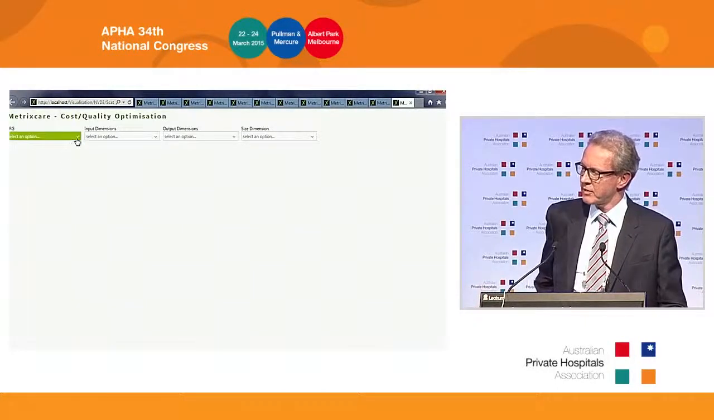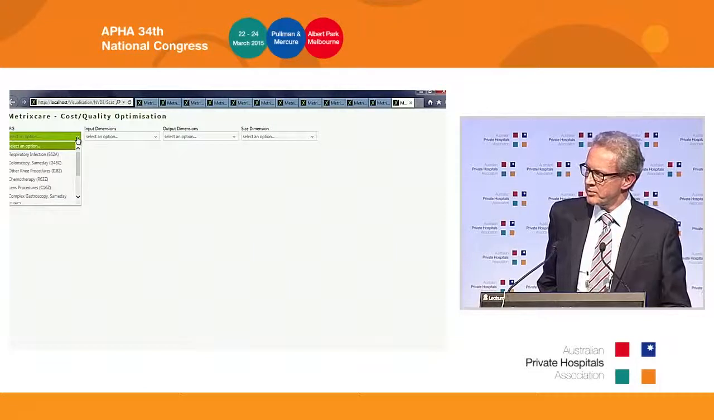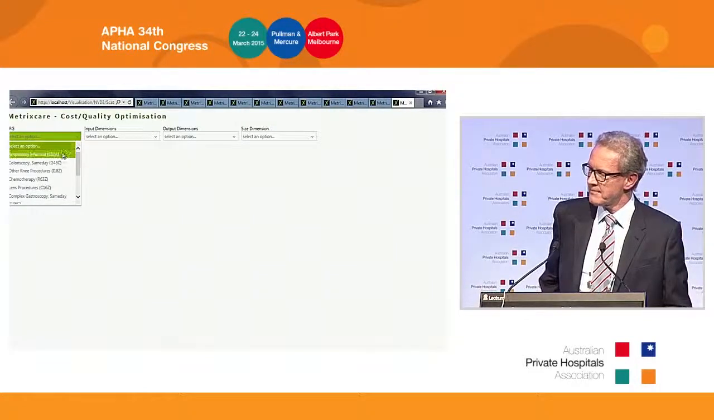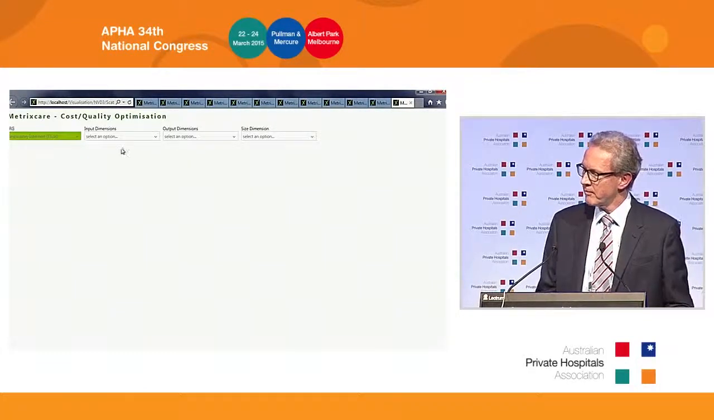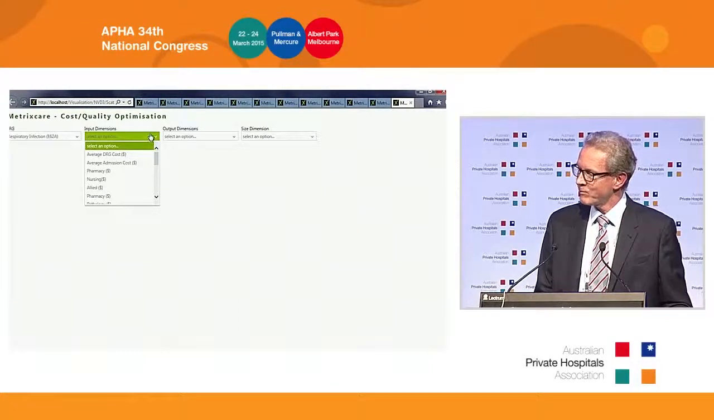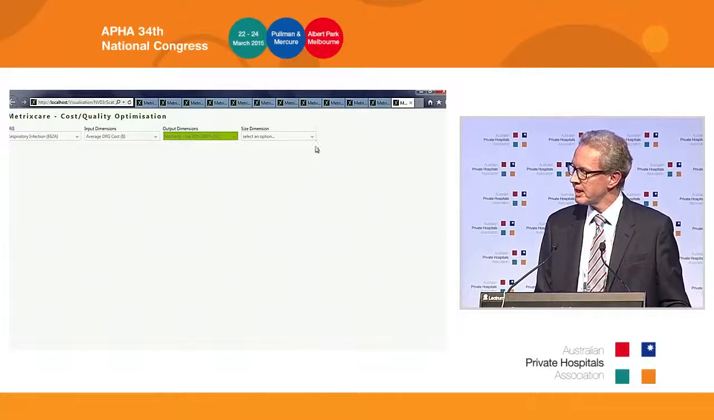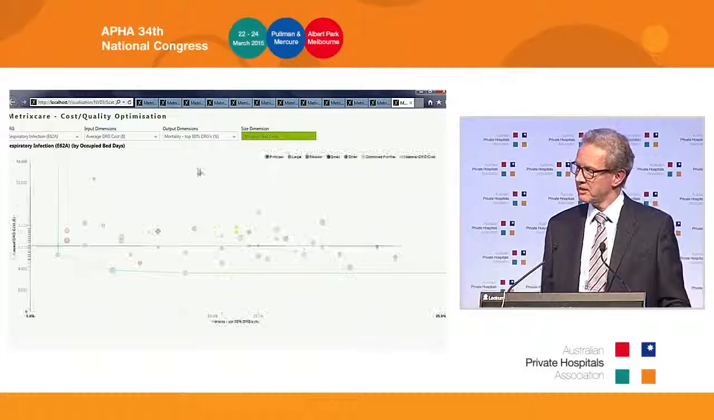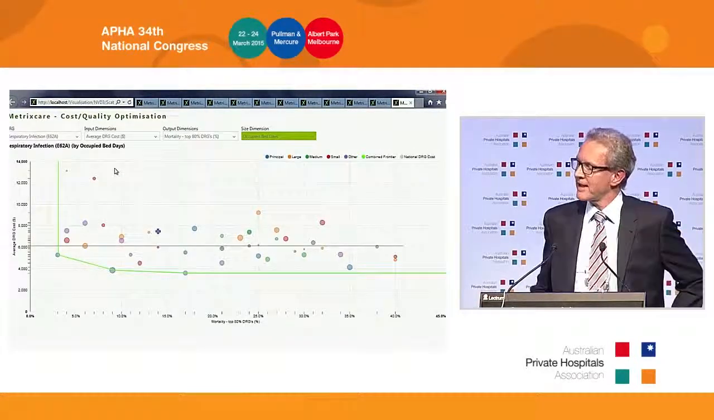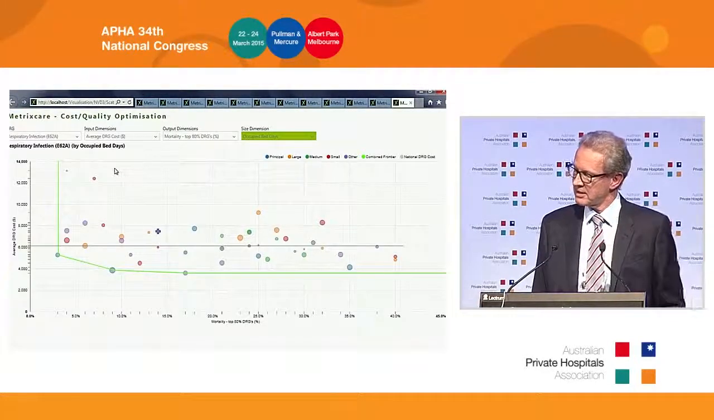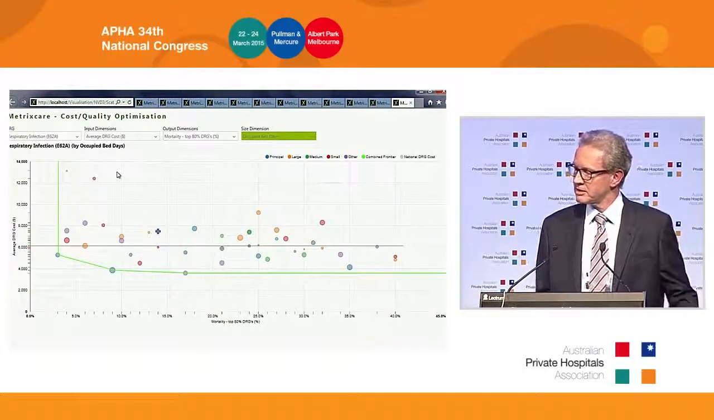So let's have a look at respiratory tract infection E62A. Let's have a look at it by average DRG cost. Let's have a look at it by the output, say mortality. And the size that we're going to deal with is occupied bed days. So we'll have a look at the graphics, see what it looks like. This is a fascinating graphic. Now, just let you accustom yourself to that.